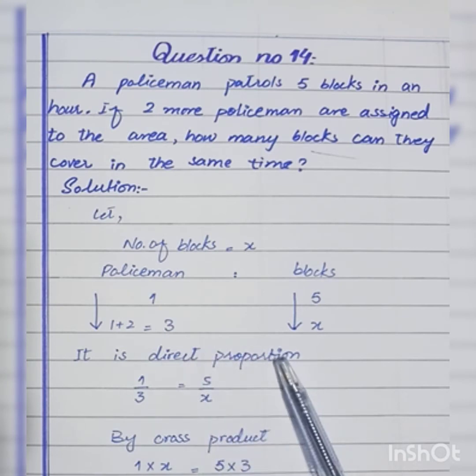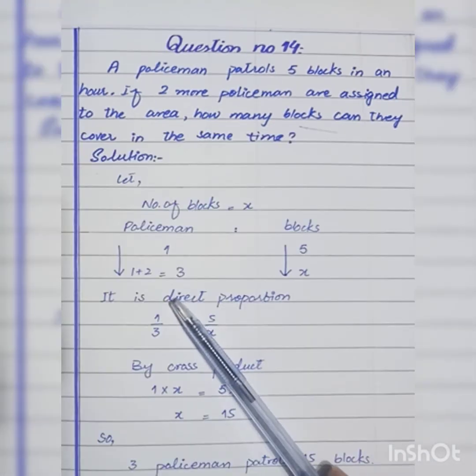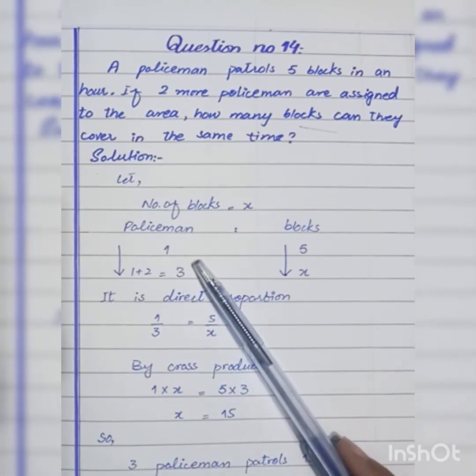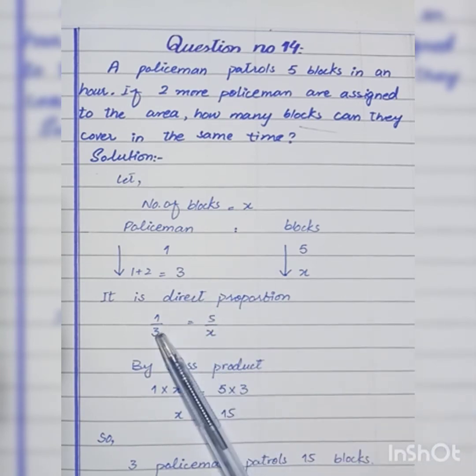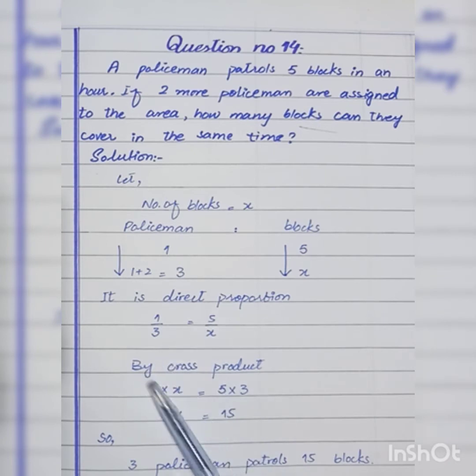It is direct proportion. Here we can see that the ratio of 1 over 3 is equal to 5 over x. By cross product, 1 multiplied by x and 3 multiplied by 5. X will be as it is. 5 3s are 15, which shows that the policeman patrols 15 blocks. That is the required answer.